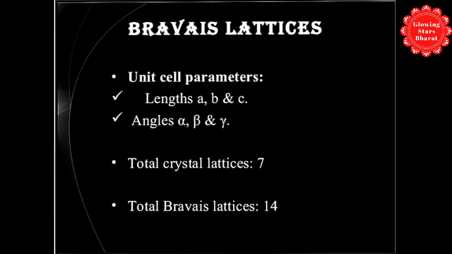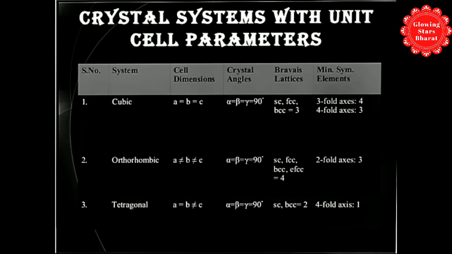Next system is orthorhombic: cell dimension a not equal to b not equal to c, crystal angles alpha equal to beta equal to gamma equal to 90 degrees. Total 4: SC, FCC, BCC, EFCC, equal to 4. Means total Bravais lattices 4. Next tetragonal: a equal to b, b not equal to c, crystal angles alpha equal to beta equal to gamma equal to 90 degrees. Two types of Bravais lattice, SC and BCC. Fourfold axis is equal to 1.